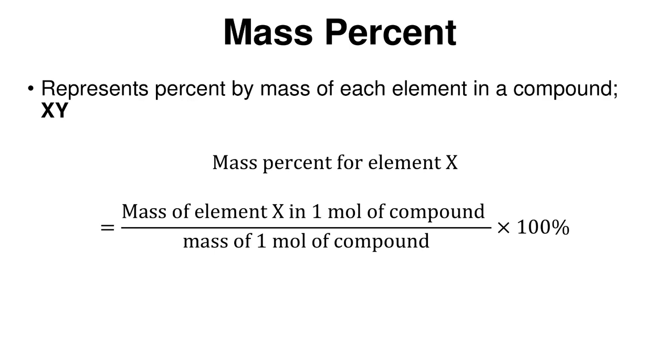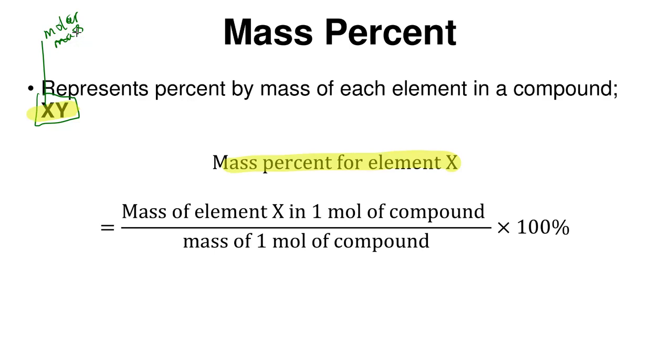So let's consider a hypothetical compound here, XY, that is made up of two elements, element X and element Y. Now, if I want to know what is the mass percent or percentage of X in the totality of this compound, what I'm going to do simply is this: each element has its own molar mass or molecular weight, right?